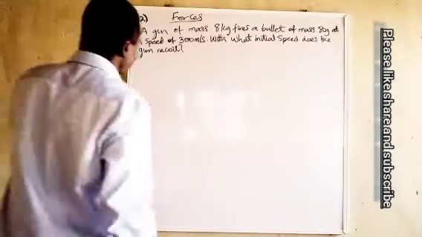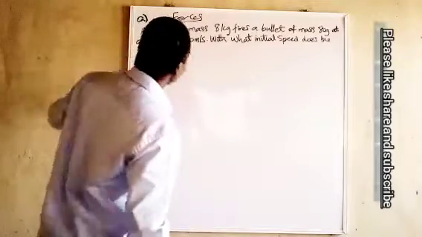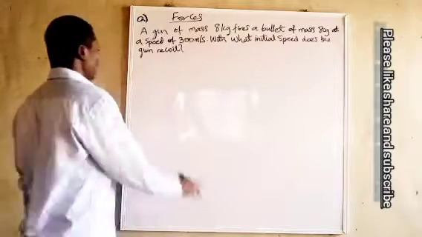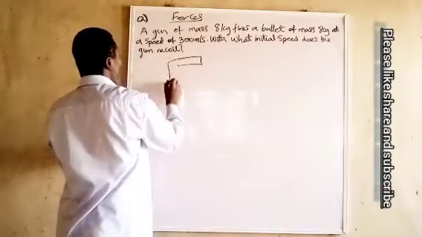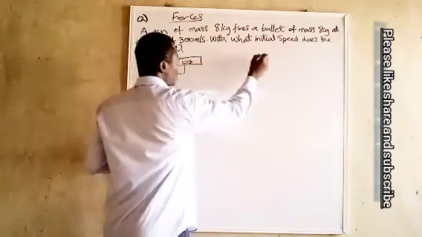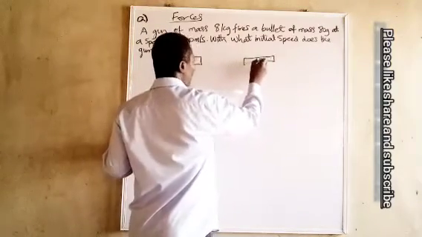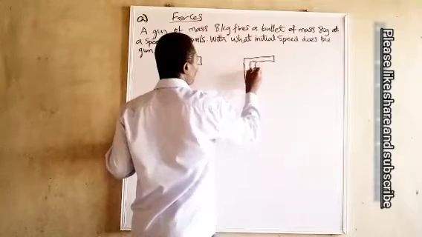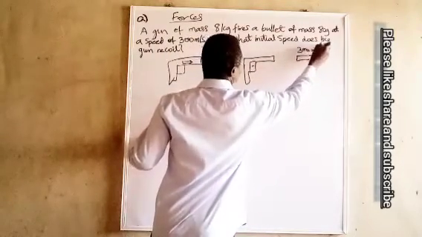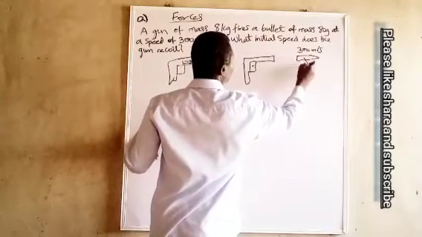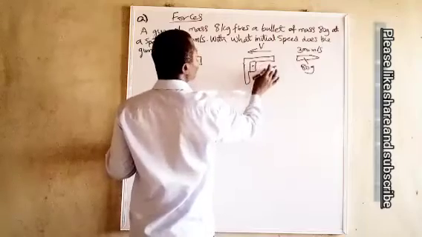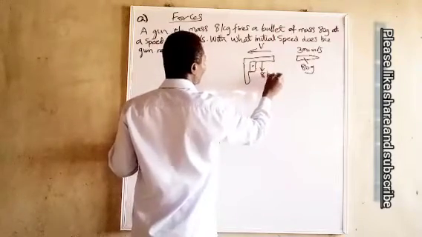So we have this: a gun of mass 8 kilograms fires a bullet of mass 80 grams at a speed of 300 meters per second. With what initial speed does the gun recoil? We have it like this, and the bullet is inside the gun. So after the gun shoots the bullet, the bullet goes forward with 300 meters per second and it weighs 80 grams. And this one moves back with velocity v, and it weighs 8 kg.